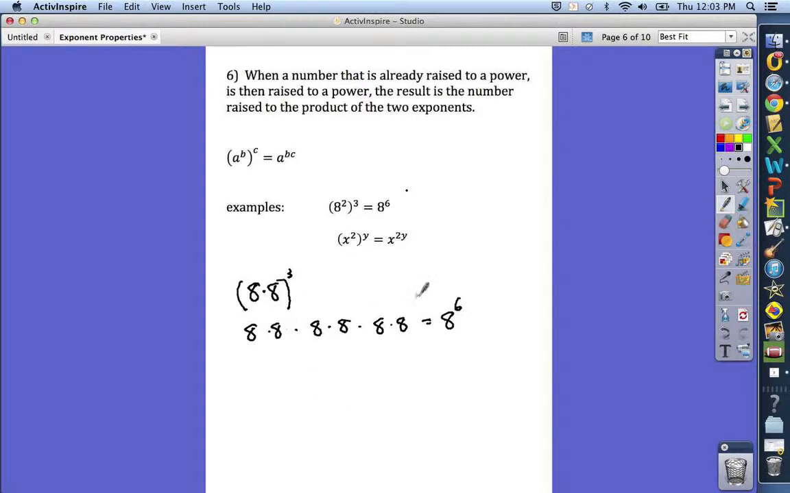Okay, so if you have any kind of a number raised to a power and then that quantity is raised to another power, multiply the two exponents. So in the example here, x squared raised to the y power is equal to x to the 2y.